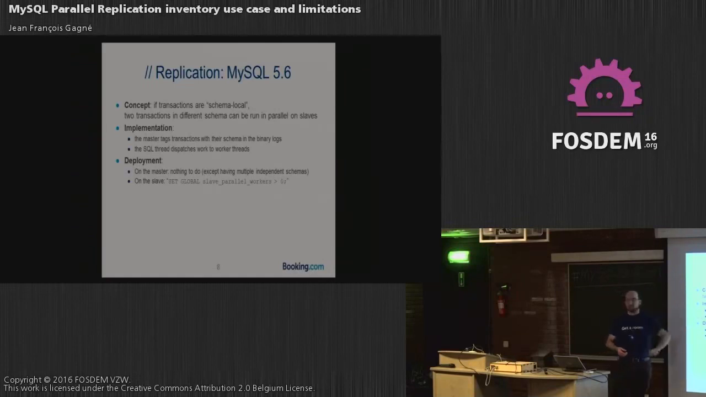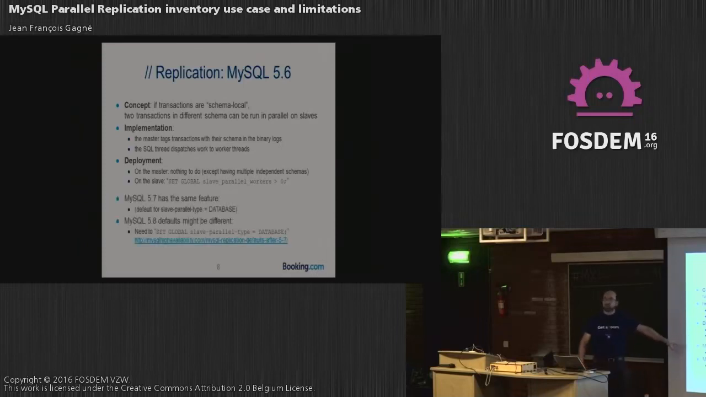So the master tags the transaction with the schema they are touching in the binary log. This goes to the slave, and the slave can dispatch work to many worker threads if they are in different schemas. So if you want to use that, you have nothing to do on the master except having many schemas, and you only write to one schema at a time. And on the slave, you set global parallel replication workers to something greater than 0, and you will have many worker threads. So it's as simple as that for MySQL 5.6.